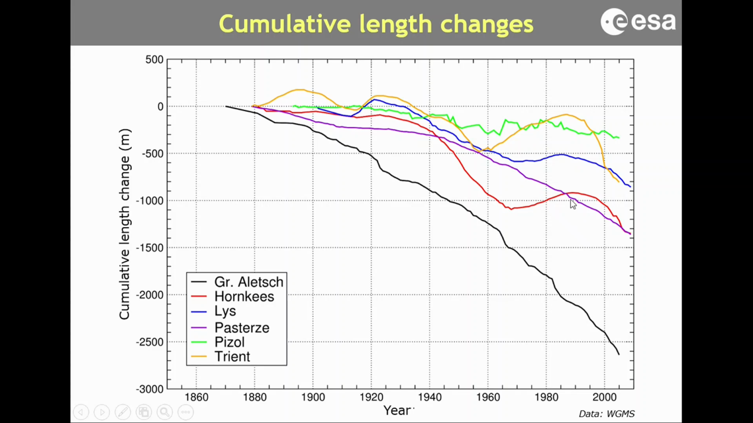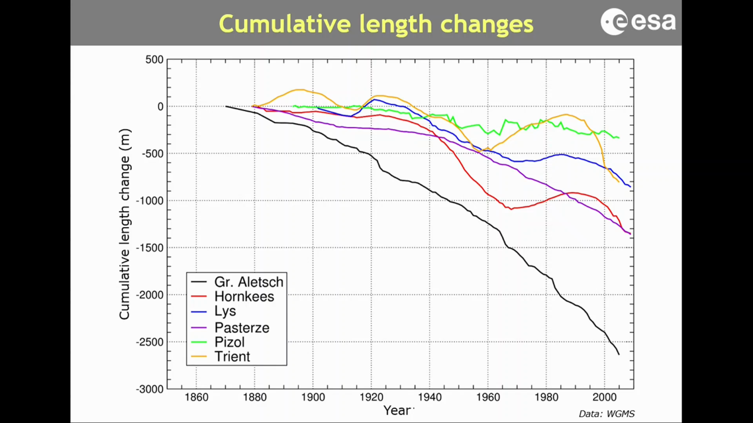So here for Hornkees in the Zillertaler Alps, Lys Glacier, and Glacier du Trient, you see that around the 1960s to 70s, these glaciers start to advance with a peak around 1985, and that there were also in the 1920s and around 1890 these advanced phases. And very small glaciers like Pizol, they do just fluctuate a little bit, but have still the overall decreasing trend of the length.